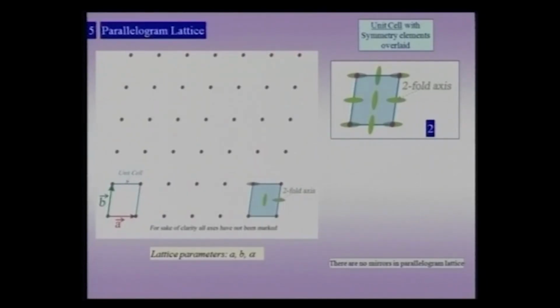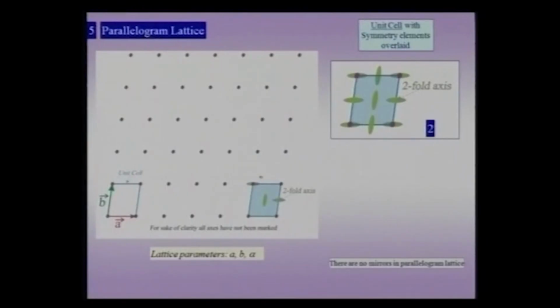Now when I look at this lattice and overlay the symmetry operators as before, I can see that this lattice has only two-fold rotational symmetry operators. This is the minimum a lattice in two dimensions has, which is a two-fold. Hence this brings about two important points.